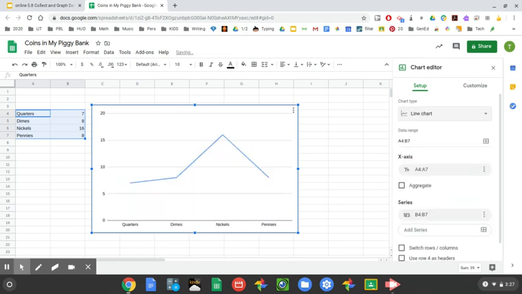So again, even though we talked about looking at data over time, it can also just give you a line graph data to chart the types of coins that we have right now.